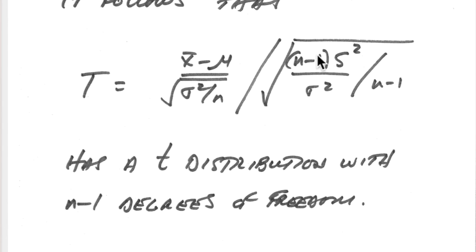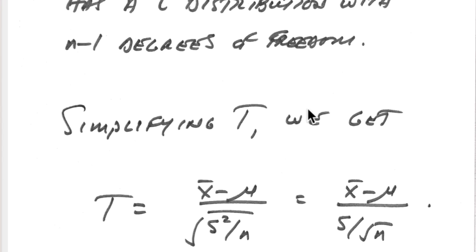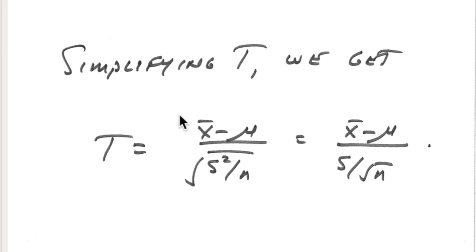Notice that in the denominator, underneath the square root sign, we have an n minus 1 in the numerator and an n minus 1 in the denominator. So that n minus 1 cancels with that n minus 1. Then, and this may be harder to see, we have a sigma squared underneath this square root sign and a sigma squared underneath this square root sign. We're going to be able to cancel those out. And so what we're left with is this expression here.